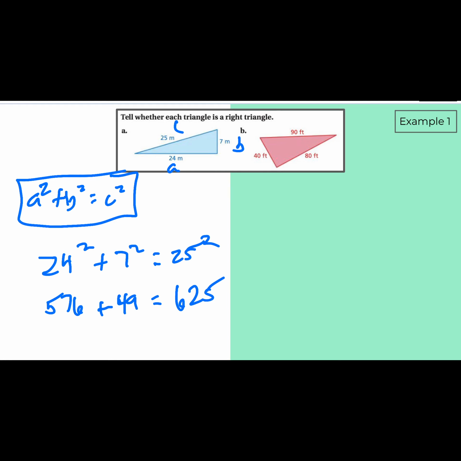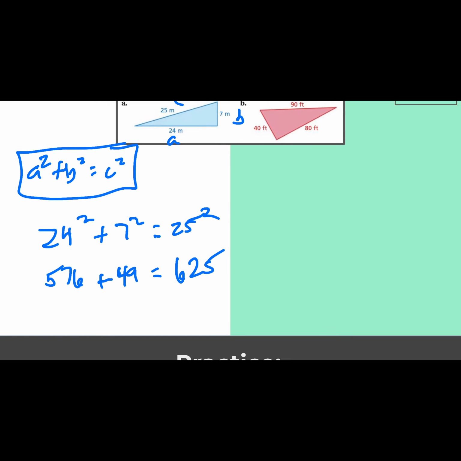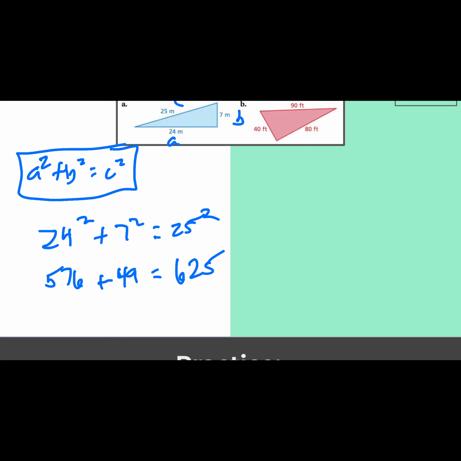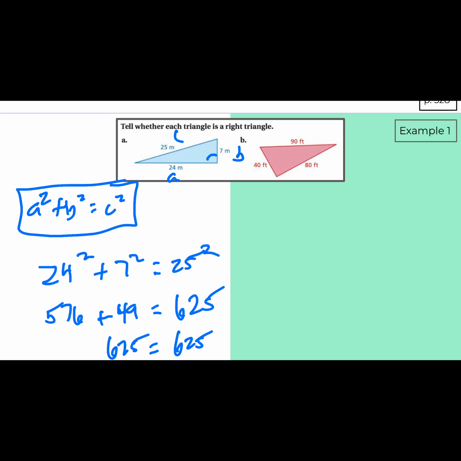So what is 576 plus 49? Anybody? What happens when you add 576 and 49? So 625 equals 625. So that means that letter A is a right triangle. Does that make sense? We're using the Pythagorean theorem backwards.